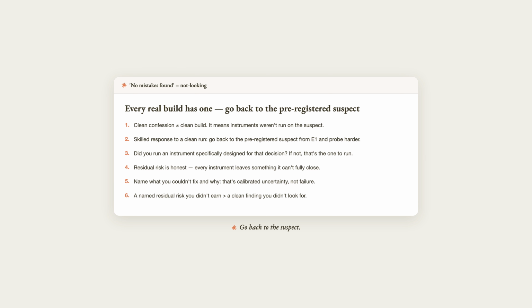The residual risk is honest, not a failure. Every instrument leaves something it cannot fully close. Naming what you could not fix and why it remains is what distinguishes a thorough audit from a superficial one. The student who writes, "My proxy feature fix improved the out-of-distribution performance on the shifted slice I tested, but I cannot guarantee it generalizes beyond that slice," is demonstrating exactly the kind of calibrated uncertainty the course is training. That sentence is worth more than a clean finding you did not earn.